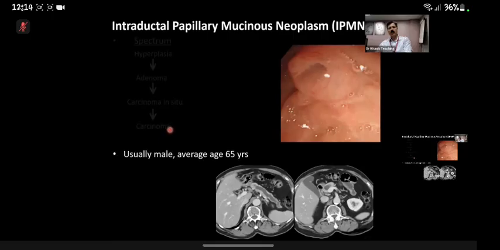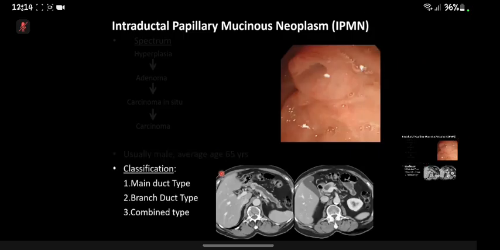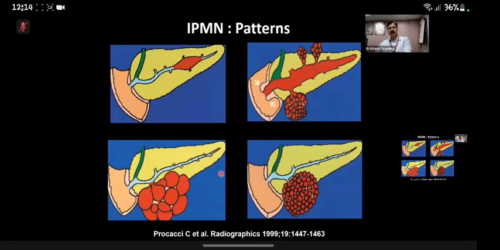Unlike the first two tumors, this is more common in males, at an average age of 65. I call it the granddad tumor. So there was a grandmom, there was a mom, and this one is a granddad tumor age-wise. And it can be main duct type, it can be branch duct type, and it can be combined.